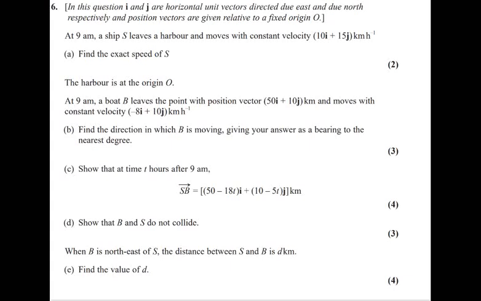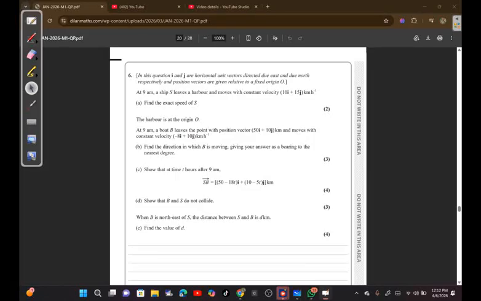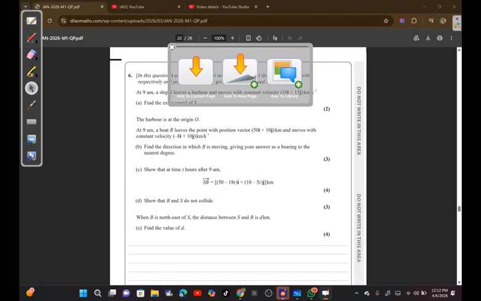I'm going to break this one into parts so that at least we can get a nice working space. Alright, now let's start with this question. Now getting the speed of S, not F, sorry.